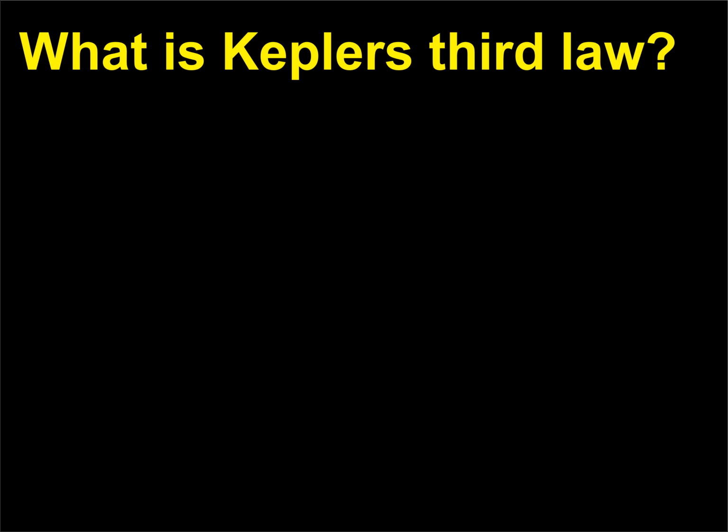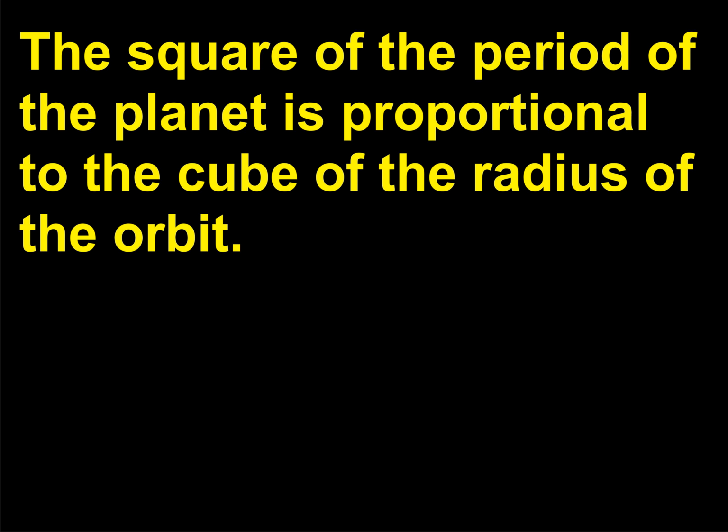What is Kepler's third law? The square of the period of the planet is proportional to the cube of the radius of the orbit.